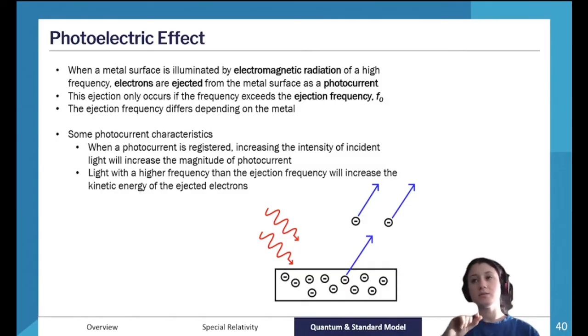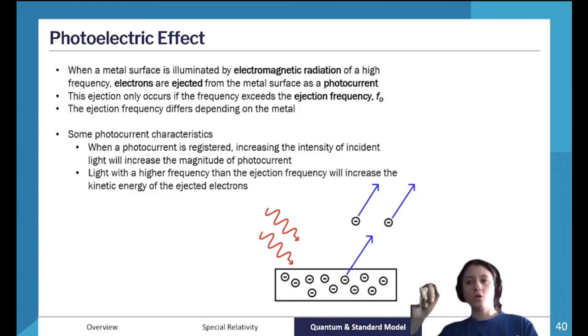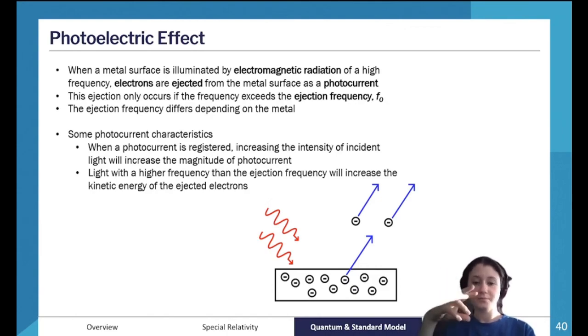Alrighty, now let's have a look at the brightness. The brightness of a light corresponds to how many photons there are, right? It makes sense, if something is really bright, there's a lot of light there, a lot of photons. So, high intensity, high brightness, we have a lot of photons coming into the metal, which means there are a lot of photons who can give each electron all of their energy.